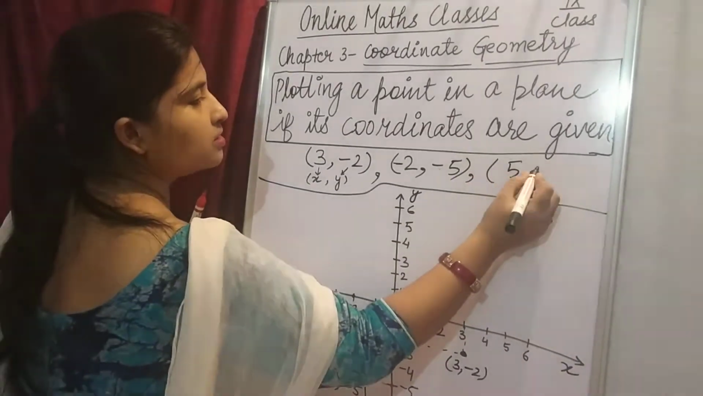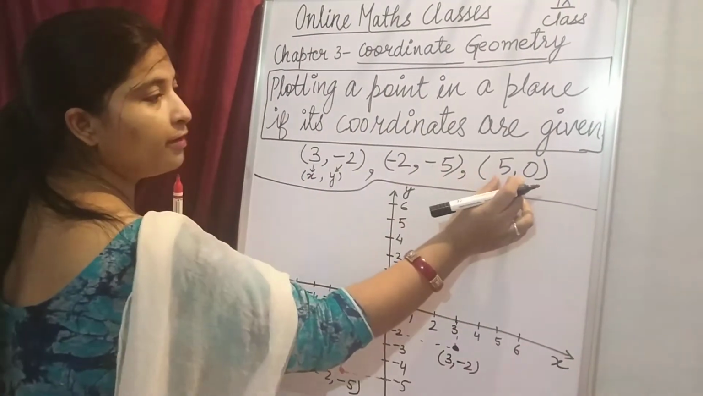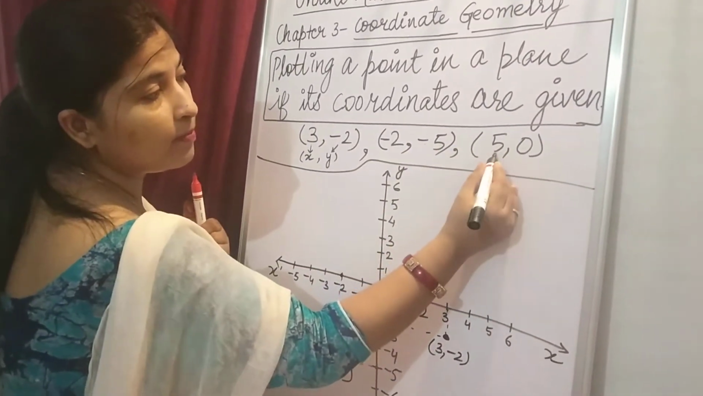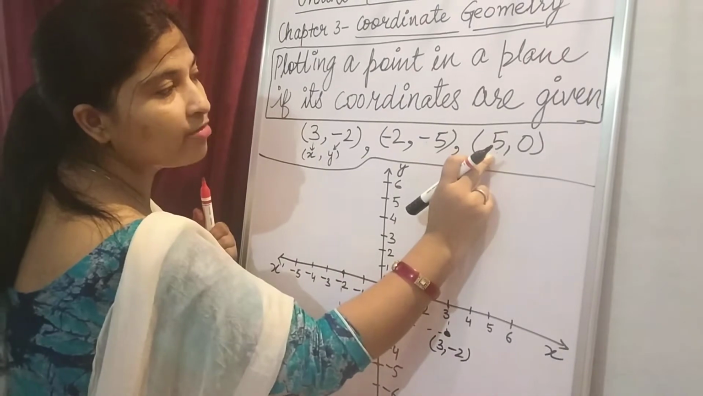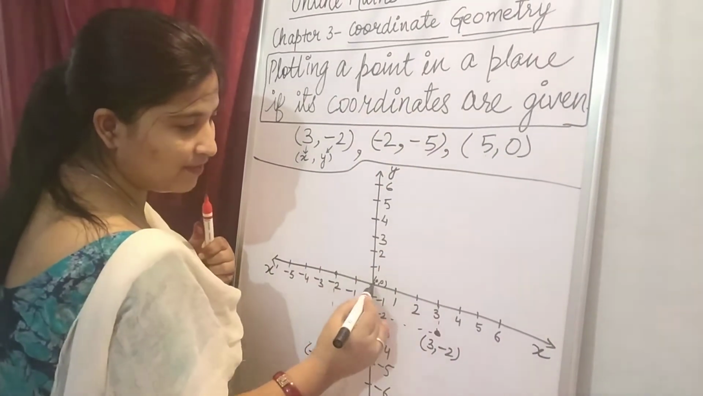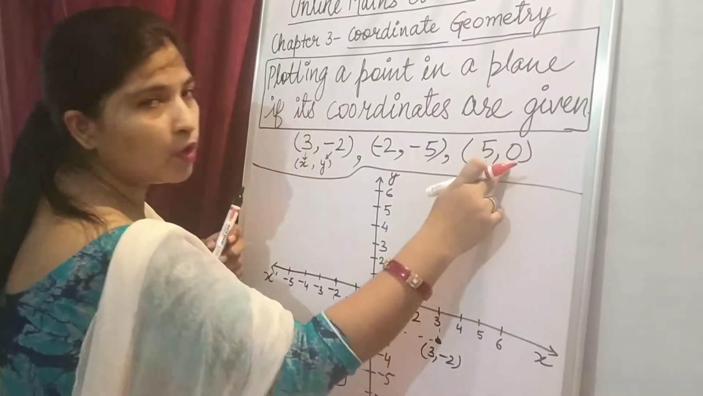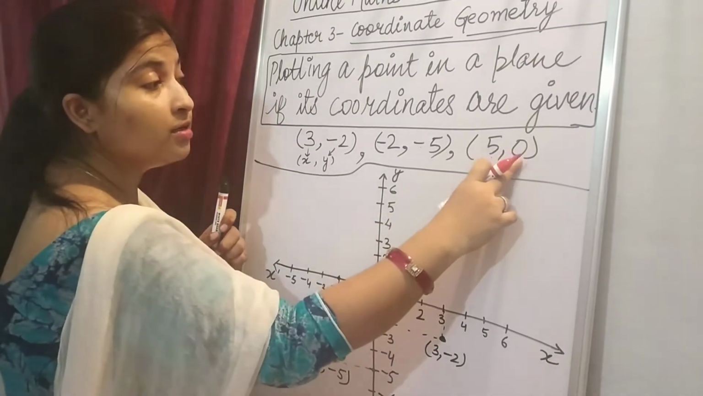One more example I am giving: (5, 0). Here you have to take care because many students got confused in it. What about (5, 0)? When I am saying 5, the x coordinate is 5. On the x-axis it is your 5. But the y coordinate is what? The y coordinate is 0. Here you can make a trick.